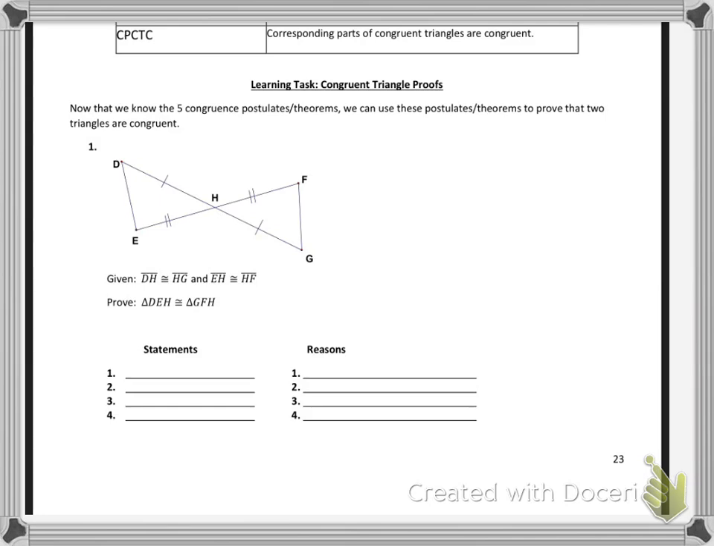So, right here. So, my first statement, DH is congruent to HG. And my second statement, EH is congruent to HF. Reason for both of those is given.